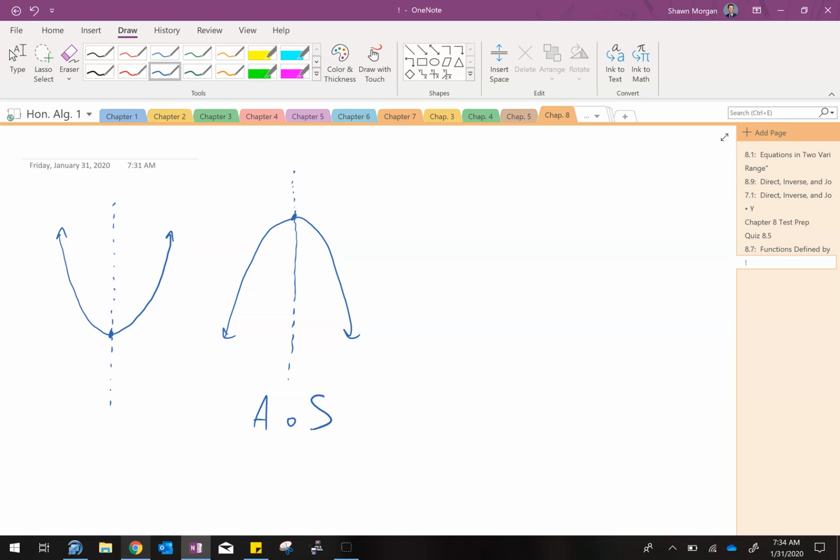Yeah, you're absolutely right. It's the axis of symmetry. What does the axis of symmetry do? It splits the parabola into two halves that are symmetrical. Thomas, what does symmetrical mean? Good. Same on both sides.